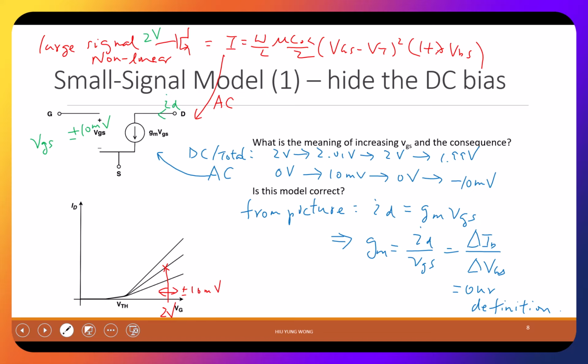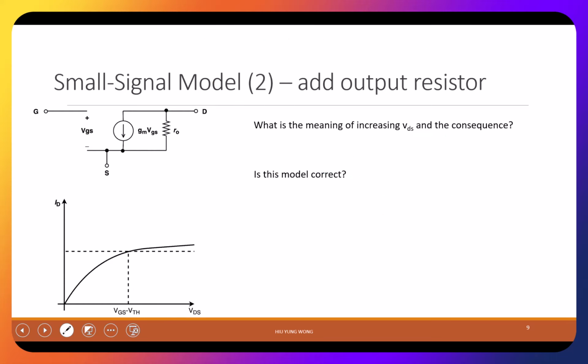If no, then it doesn't matter to repeat a little bit more. How about the output impedance? Here, we did not capture the output impedance. So, again, what is the meaning of this circuit? I think now you understand that what I'm talking about is the small signal. So, here we have VDS.